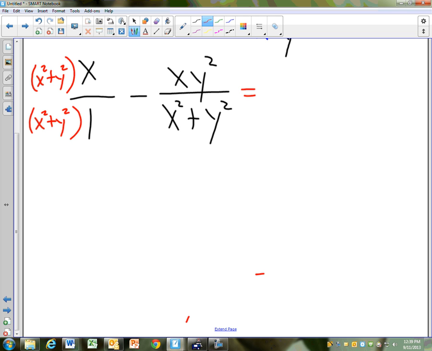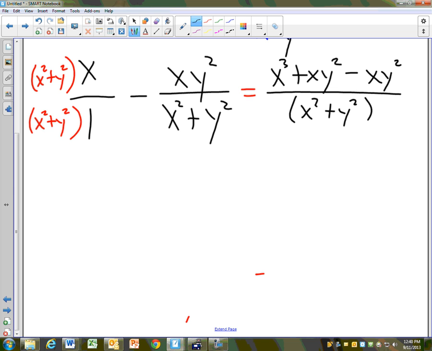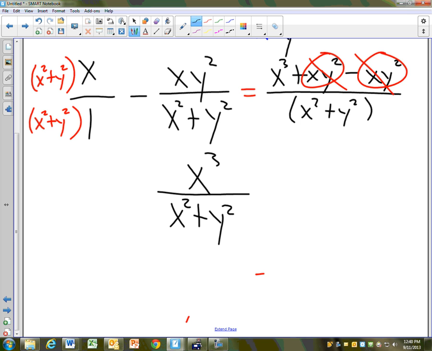Distribute my x. X to the third plus xy squared minus xy squared, all over x squared plus y squared. You okay with that? Now it cancels. They're like terms, they subtract and go away. So your final answer will remain x to the third over x squared plus y squared. I like them apples.